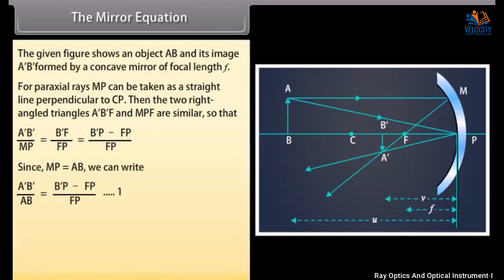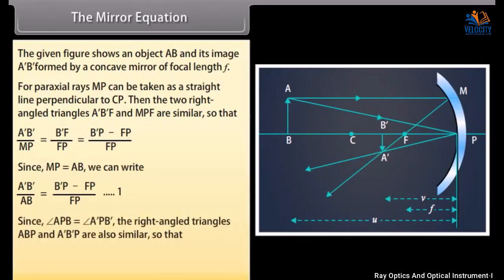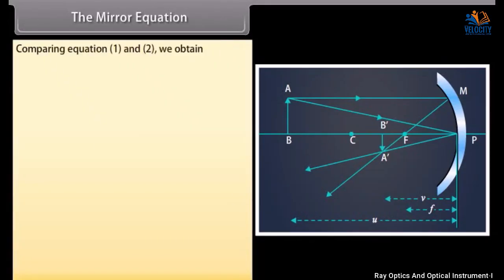Name it as 1. Since angle APB is equal to angle A'PB', the right-angled triangles ABP and A'B'P are also similar, so that A'B' by AB is equal to B'P by BP. Name it as 2. Comparing equations 1 and 2, we obtain B'P minus FP by FP is equal to B'P by BP.